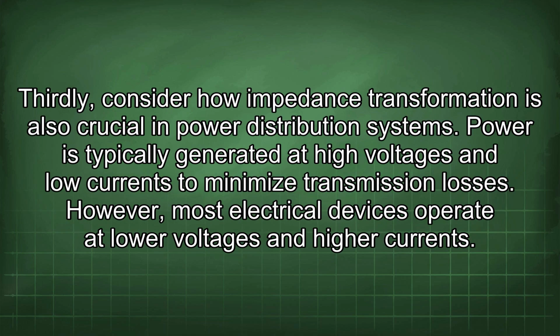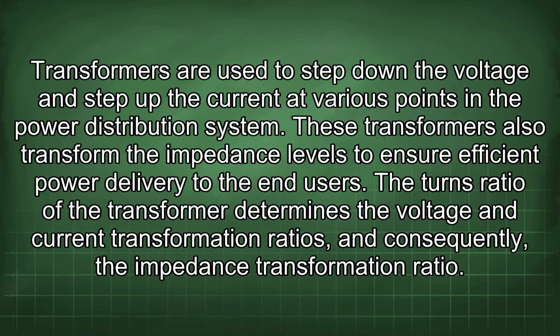Thirdly, consider how impedance transformation is also crucial in power distribution systems. Power is typically generated at high voltages and low currents to minimize transmission losses. However, most electrical devices operate at lower voltages and higher currents. Transformers are used to step down the voltage and step up the current at various points in the power distribution system. These transformers also transform the impedance levels to ensure efficient power delivery to the end users.